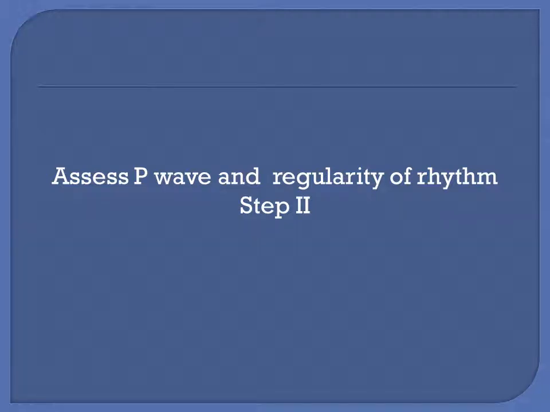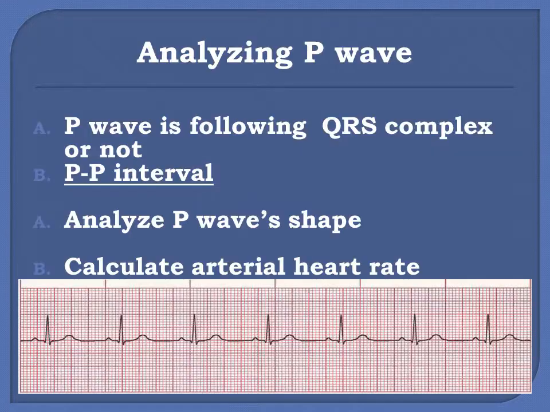So far we have learned about calculating the heart rate on a rhythm strip. Now let's move to step 2, whereby we have to learn to assess P wave and regularity of atrial rhythm. If you recall your previous lecture about ABCs of ECG, it discussed the key characteristics of ECG waves, intervals and complexes thoroughly. Now you need to integrate those concepts here.